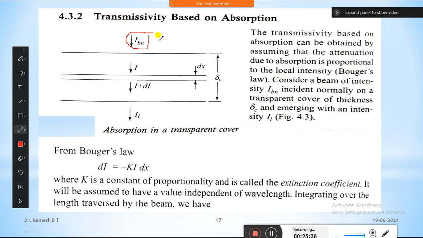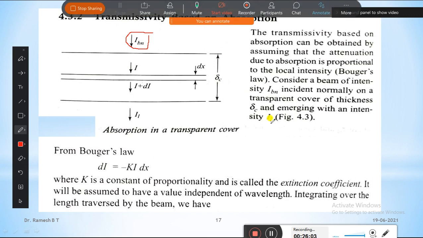because the cover is always transparent. That's why we are going to use a glass, a transparent cover, with thickness delta c. Delta c is a very small thickness. We are not going with a very high thickness, because a high thickness will again reduce the intensity of light. So we use an optimum, small thickness of the cover. That is delta c, the thickness of the transparent cover, and the light emerges with intensity I_L, the intensity of light entering through that thickness.